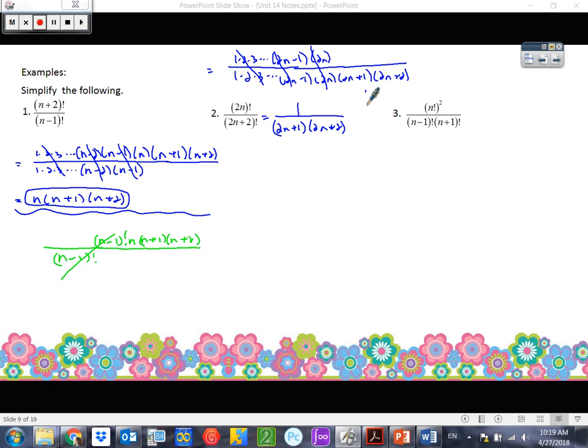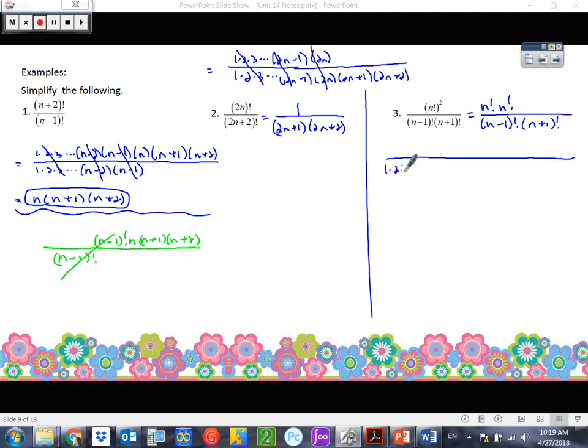So last one, we need to rewrite this one. This is n factorial squared. So n factorial, n minus 1 factorial, n plus 1 factorial. Okay, so that's what we're dealing with. So the smallest one is this one. I'm going to expand it one space left.